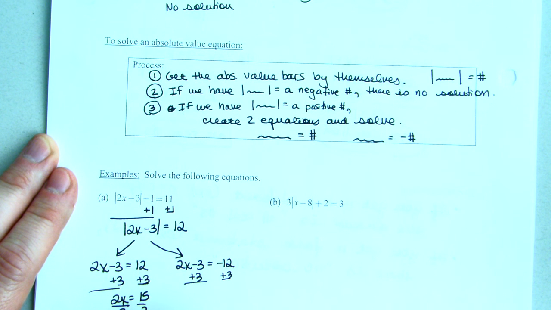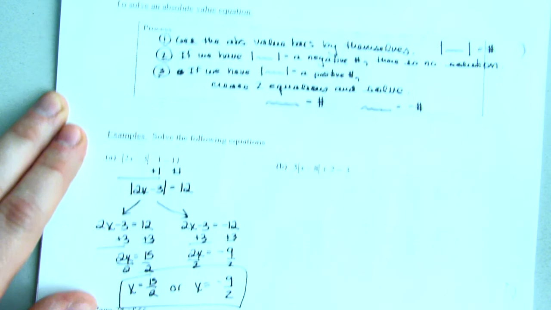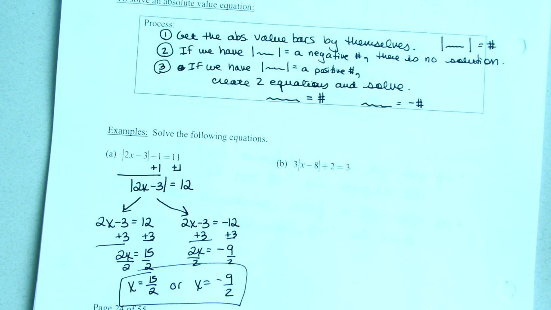That first one is giving me 15 halves. The second one is giving me negative 9 halves. Either x equals 15 halves, or x equals negative 9 halves.